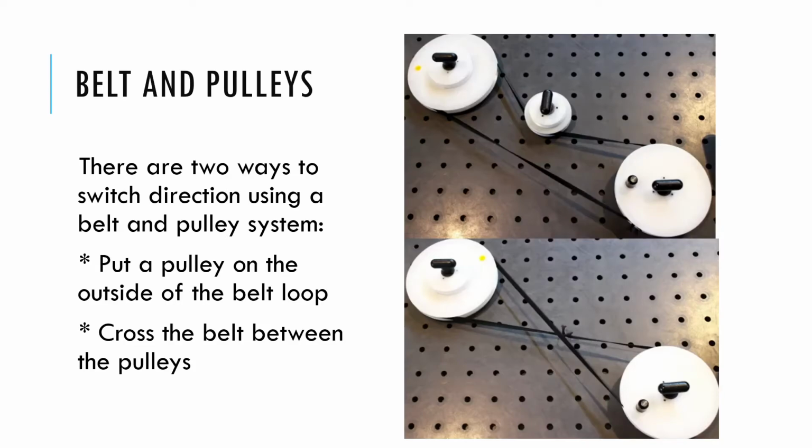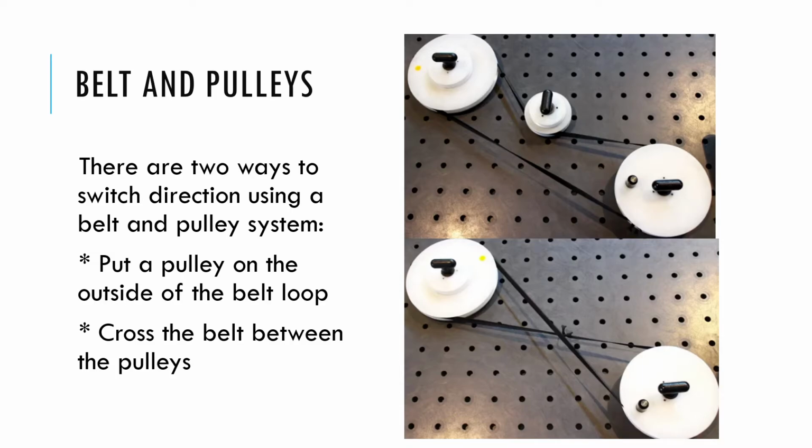And using pulleys, you can switch directions. One way is to put a pulley on the outside versus the inside of the belt. In the top picture there, that little one on the outside is going to go a different direction from the other two. The other way is you can actually cross the belt.